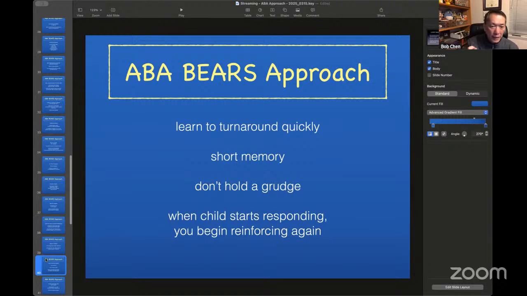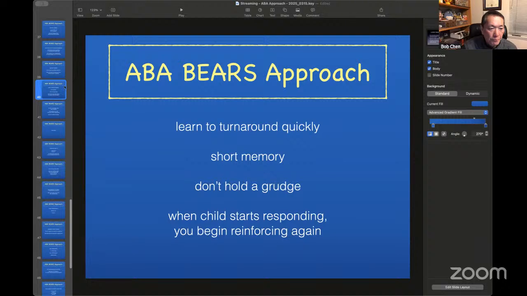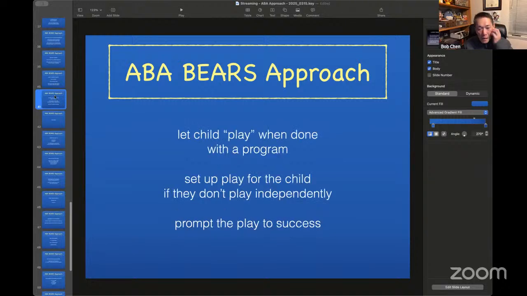Don't be, oh, you were so not listening to me earlier, so I'm going to hold this against you. Now, the problem is the child's turned around their behaviors, and because you hold this grudge, or you're not reinforcing them the way that you need to reinforce them, what in effect you're doing is you're punishing the good responding. You're punishing when they themselves are turning it around. So when the child does their best, you let them go and play.